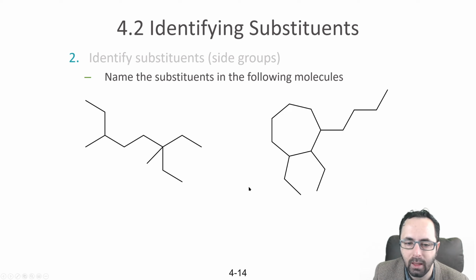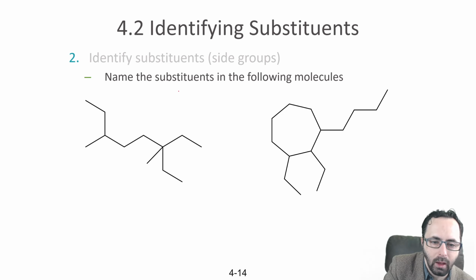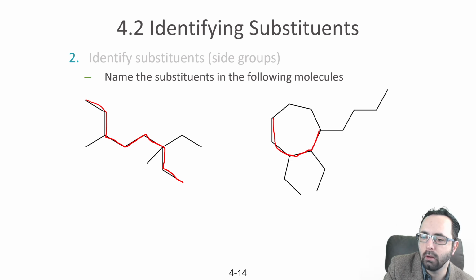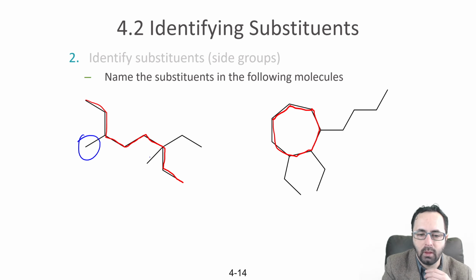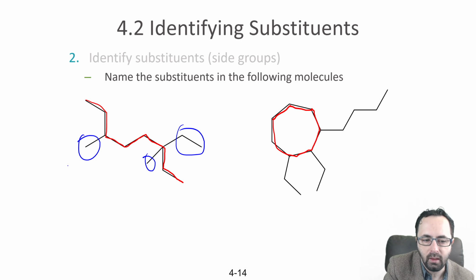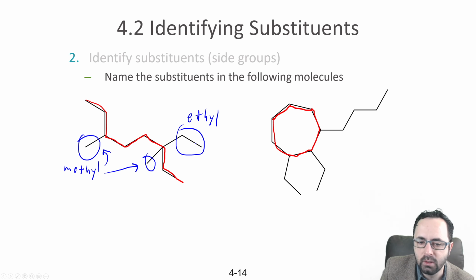So here, let's name the substituents. We had already found the longest chain for this one, it was this one. And so our branches were right here, here, and here. So this is a methyl branch right here, and so is this one. 1 carbon. Meth for 1 carbon, yl for branch. This is an ethyl branch. Eth for 2 carbons, right here, 1, 2. And yl for branch. Okay.